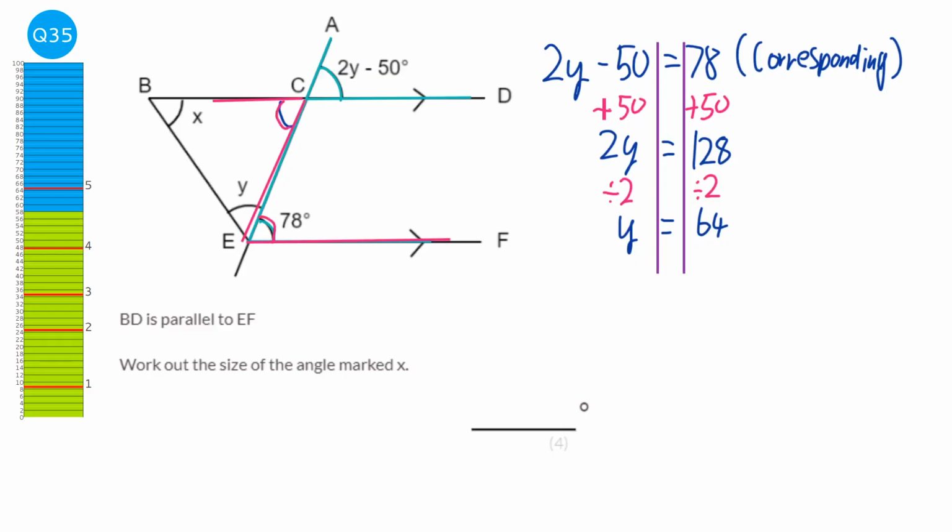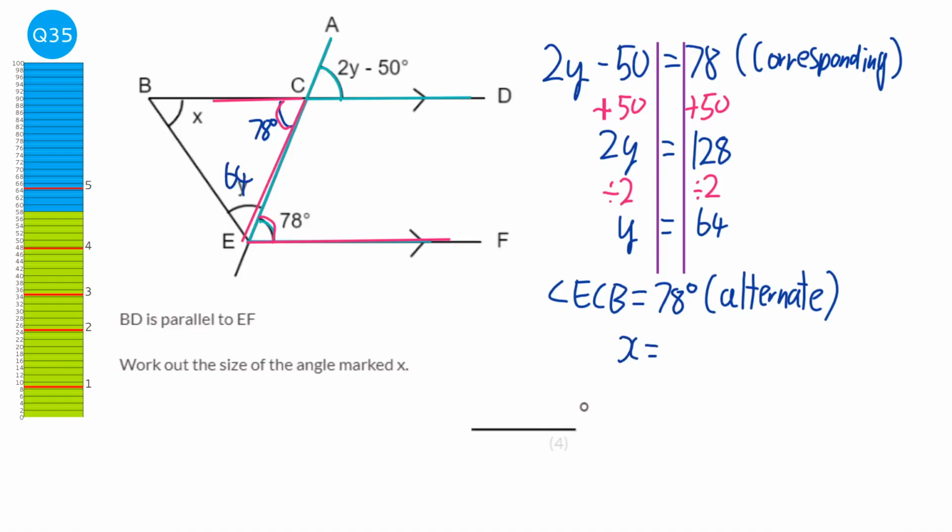So I can write that down here. So angle ECB is equal to 78 degrees. So this will be 78 degrees. And the reason for that is alternate angles. And then finally, if we know this is 78 and we know that this is 64, because we know what y is, then we can work out what x is.